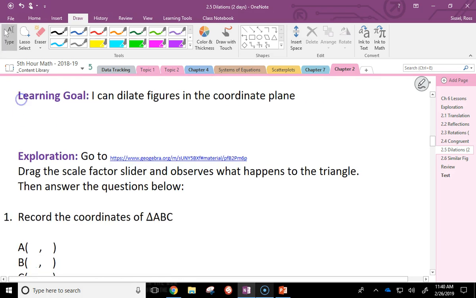Alright, so here's how we're going to do our exploration. Today our goal is that I can dilate figures in a coordinate plane. I need everyone to turn in their notebooks to the part where you're going to work with a partner and you're going to get some points here. We need to turn to dilations right here.